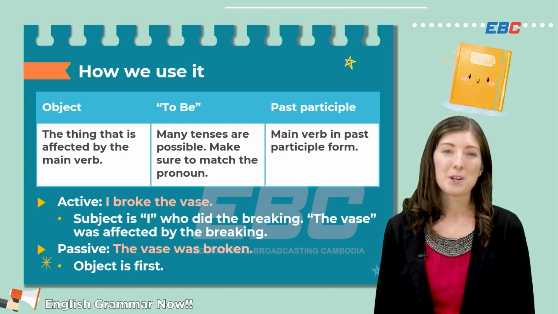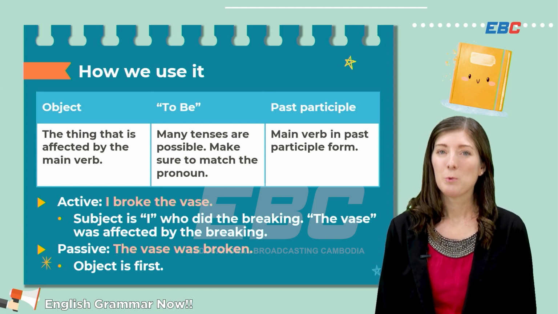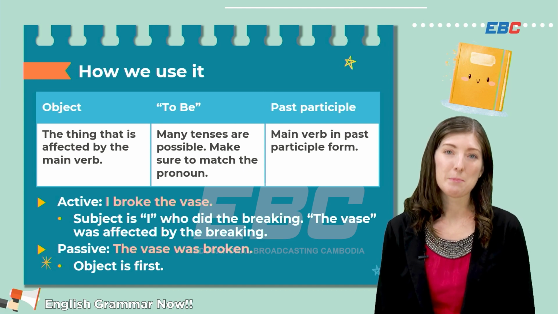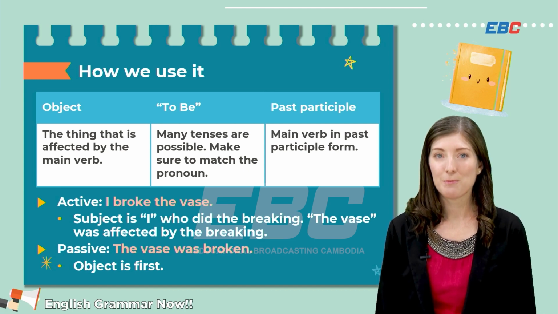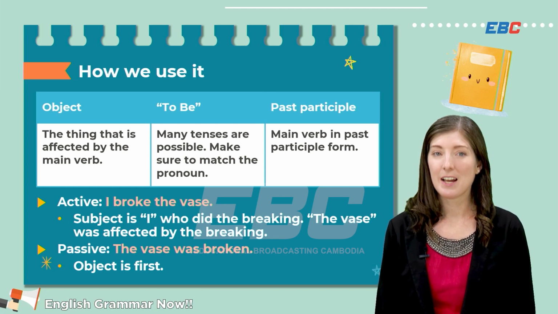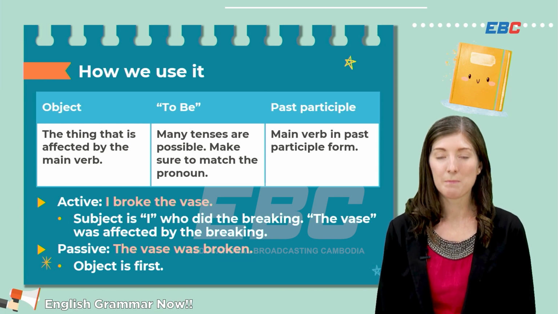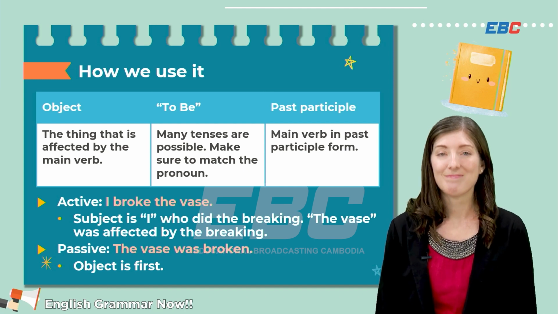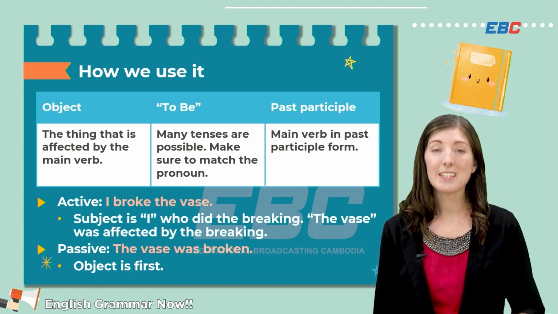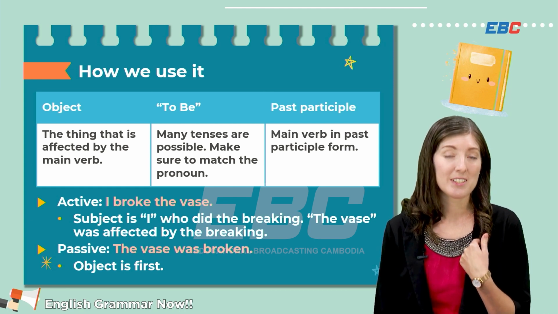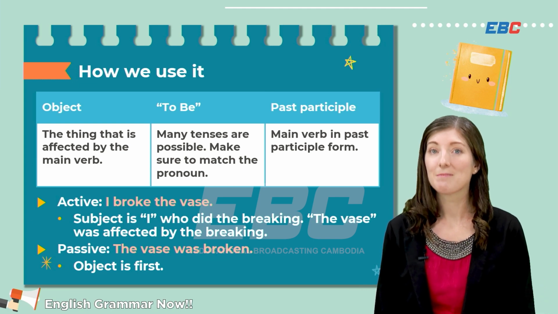We also need to remember the past participle. We studied past participles when we were talking about the present perfect tense. And we also need past participles to talk in the passive. So, for example, an active sentence like, I broke the vase. I is the subject. I did the breaking. The vase was the thing that was affected by my action. So I is the subject, and the vase is the object.